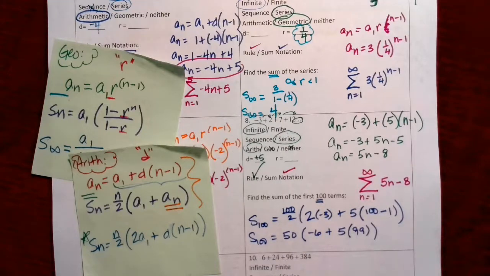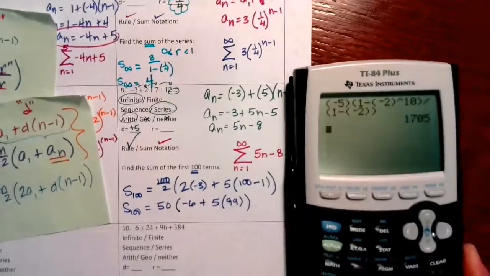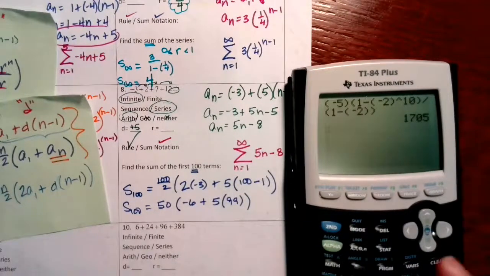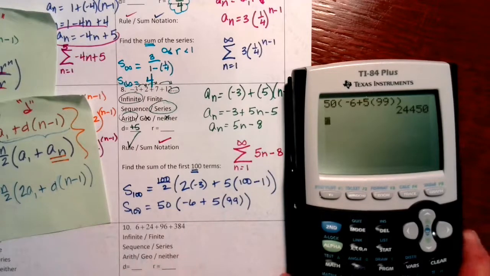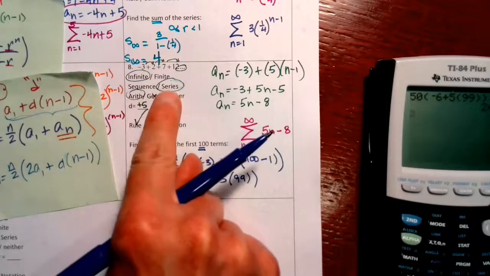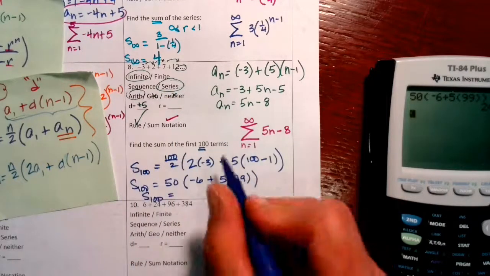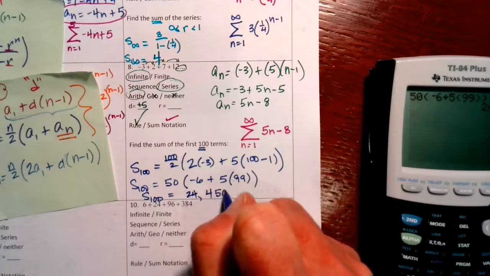Now, they love to put this problem on the SAT because it's a problem that if you don't know the formulas, you will spend a very long time adding up a bunch of numbers to get to where you need to be, and you waste all that time instead of doing your next math. Let's see if I typed everything in right. Looks good. All right, so the first 100 terms of this arithmetic series is 24,450.